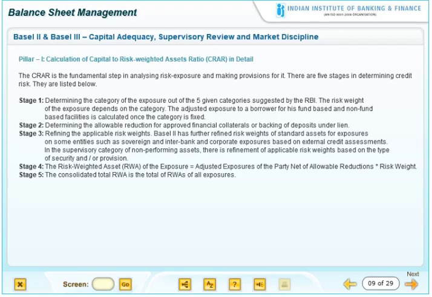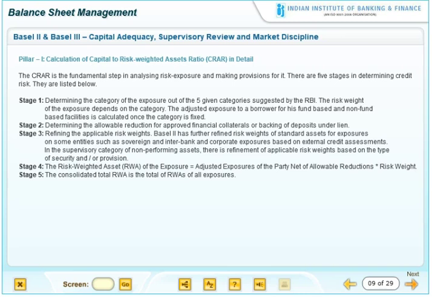The CRAR is the fundamental step in analyzing risk exposure and making provisions for it. There are 5 stages in determining credit risk. Stage 1: Determining the category of the exposure out of the 5 given categories suggested by the RBI. The risk weight of the exposure depends on the category. The adjusted exposure to a borrower for his fund-based and non-fund-based facilities is calculated once the category is fixed. Stage 2: Determining the allowable reduction for approved financial collaterals or backing of deposits under lien.